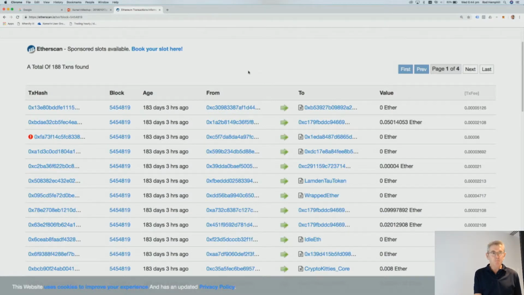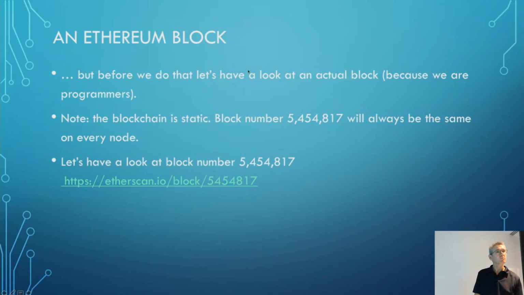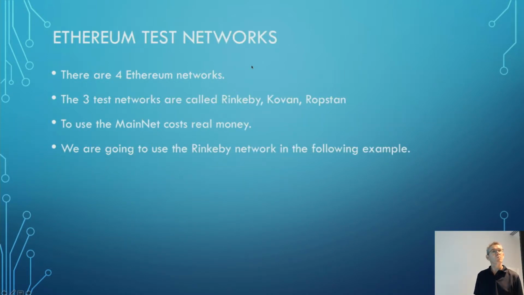Let me go back to the presentation. When I get to the next slide, you need to know that there are actually 4 Ethereum networks. There's what they call the mainnet, which is the production network, and then there are these 3 test networks. I'm using the Rinkeby network, and I'm using it because it costs money on the real network. Now, we have emulators, we have test networks, and we have the mainnet network.